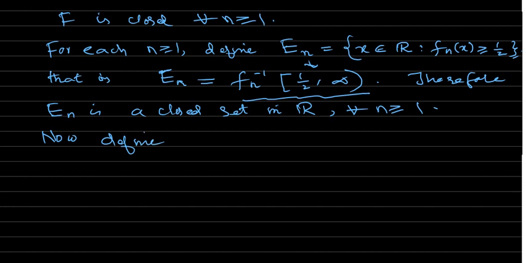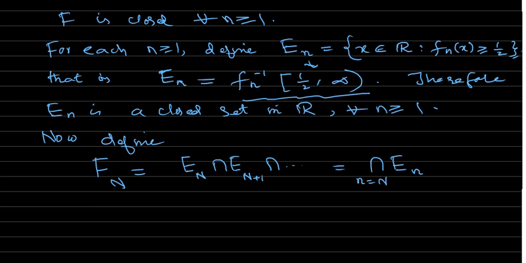capital Fn. Okay, let's define this set capital Fn, which is the countable intersection of closed sets, which is this set, which starts from En intersection En plus 1 intersection, so on and so forth. So that's actually the intersection of these sets. En runs from capital N to infinity. Okay, where this capital N is what? It's greater or equal to 1.